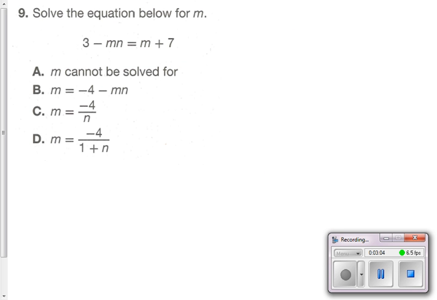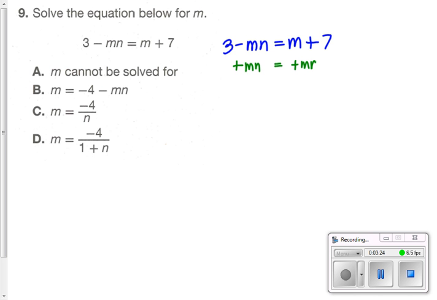Last question here, 9. Solve the equation below for m. So I'm going to go ahead and start out by rewriting my equation and then get m alone because we have to solve for m. So get the variable m on one side. In doing so, I'm going to go ahead and move mn. So I'm going to add mn to both sides. On the left side, I am left with 3 equals, the mn's would cancel out. I would have m plus 7 plus mn.